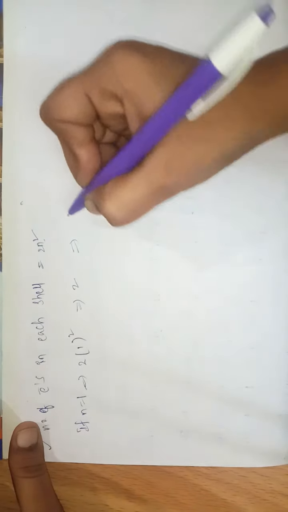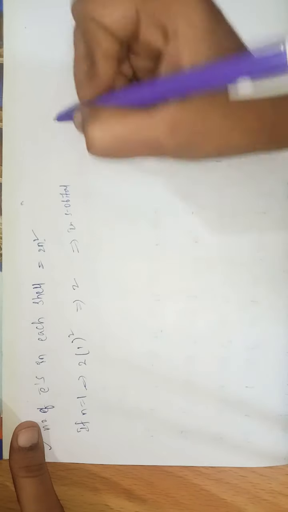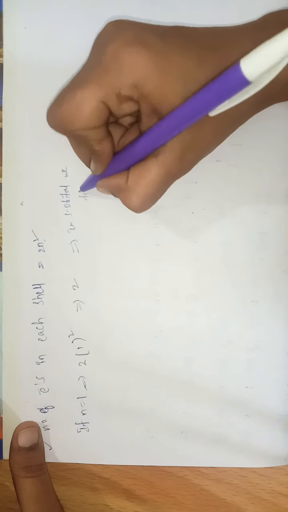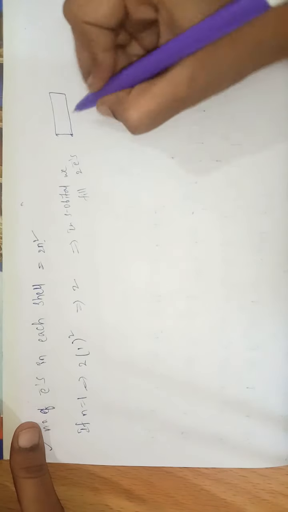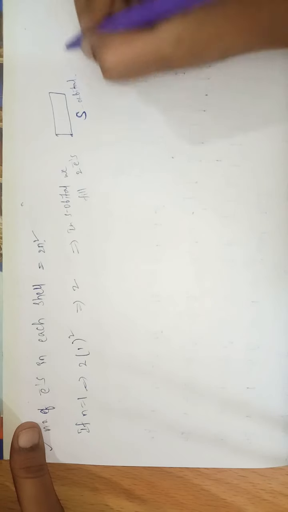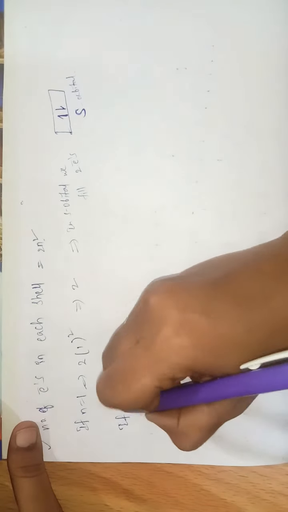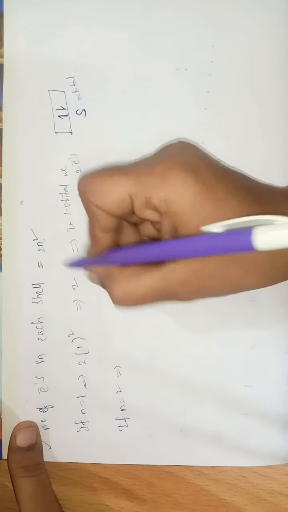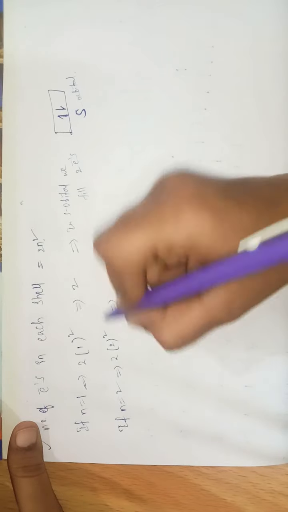That means in the s orbital we have to fill 2 electrons. Assume this is an s orbital and we have to fill 1 and 2. This is 1 electron and this is the second electron. If n equals 2, we substitute that value in 2n square, that means 8.